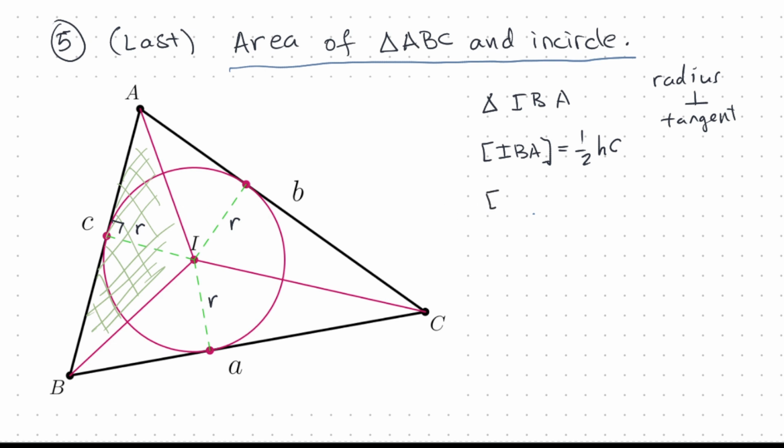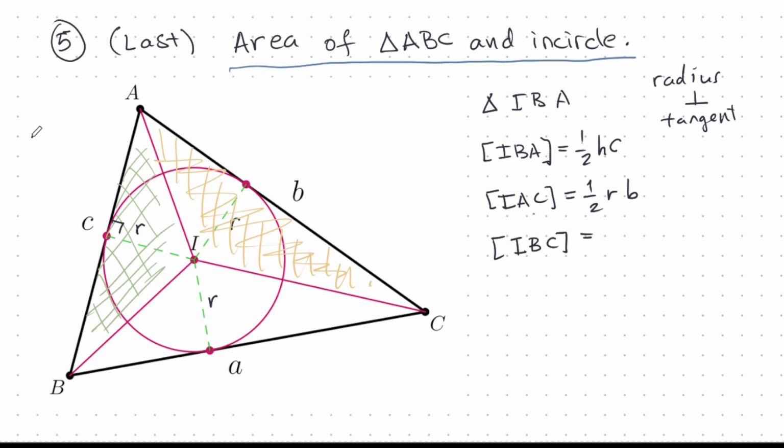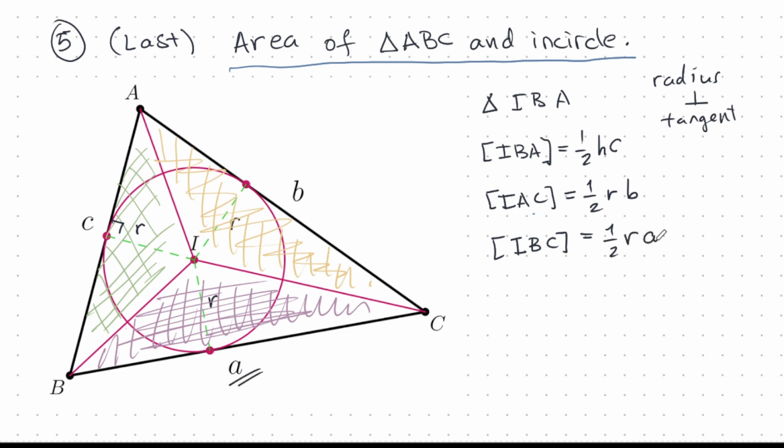Likewise, let's do the next triangle. I'll use yellow for this one. This one here, we can calculate its area the same way. IAC, and height is R, so 1/2 R times the base B. And one more triangle, IBC. Let's give it a different color here. Sort of like purple, but not really. So that's IBC, and that's 1/2 R, and the base in this case is A.